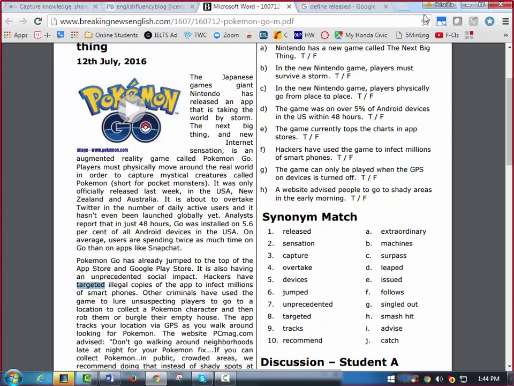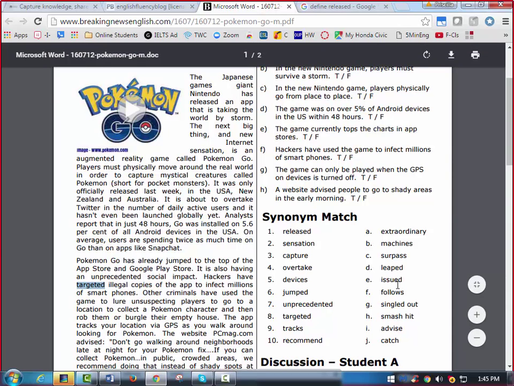Released, extraordinary, sensation, machines, capture, surpass, overtake, leaped, devices, huge jumps, follows, unprecedented. This word seems to be difficult. Unprecedented. Unprecedented. Good. Singled out. Targeted. Okay, that's going to be targeted. Targeted. Good. Smash hit. Tracks. Advice. Recommend. Catch. Good. So you can pronounce all of them.